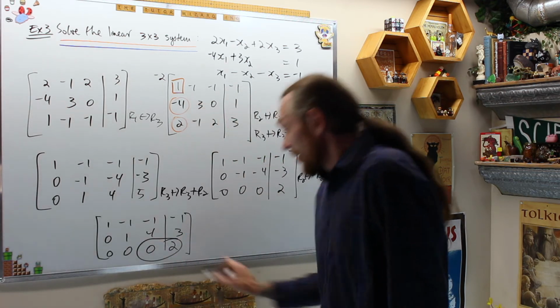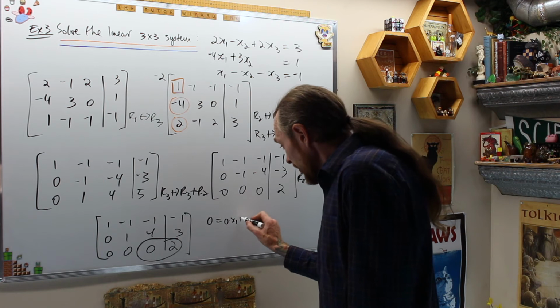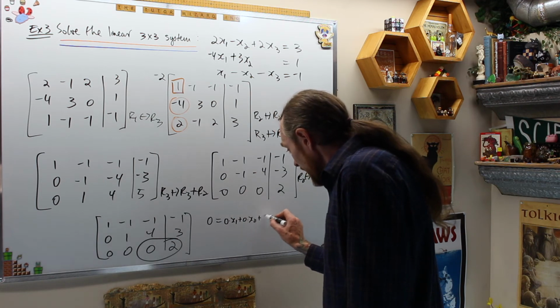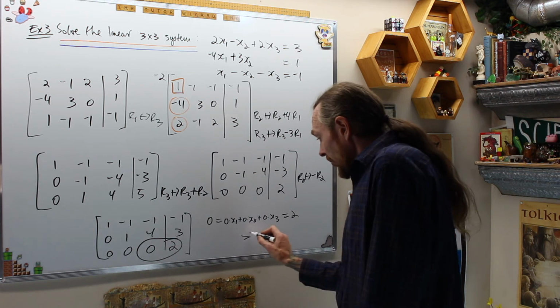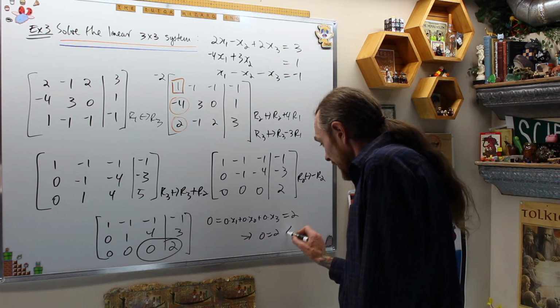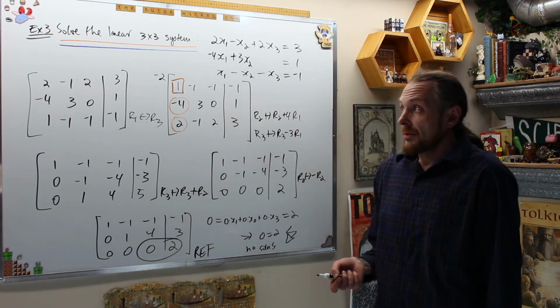This is bad. What that says technically is 0 equals 0 times x1 plus 0 times x2 plus 0 times x3. But this is saying that equals 2, or 0 equals 2. This is a contradiction, and we have no solutions. Let's do another one.